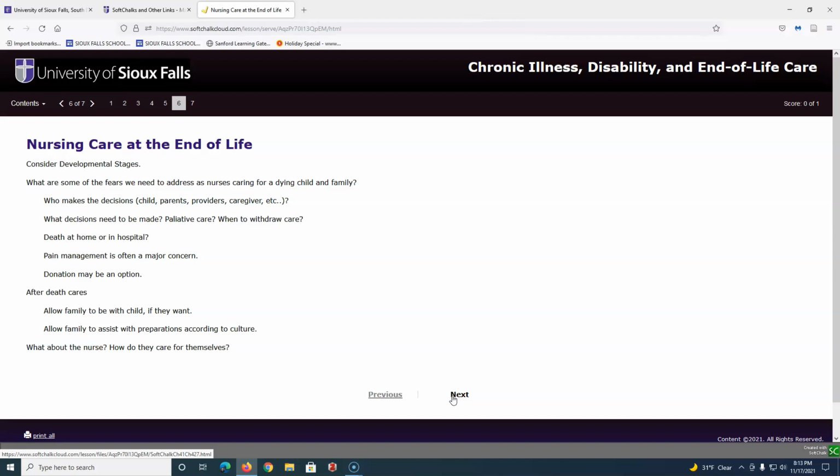Big questions include who makes the decisions. We used to be very paternalistic with this. Providers made all the decisions. What we're trying to do now is be more holistic and consider what the wants of that family are.